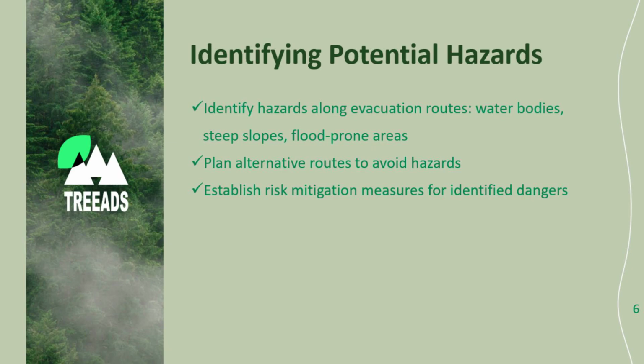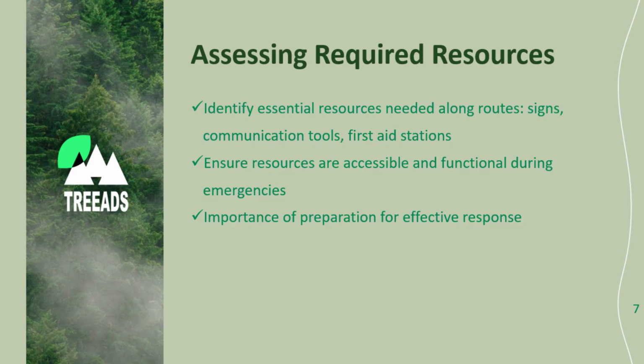Remember to evaluate potential hazards along the evacuation routes, such as bodies of water, steep slopes, landslide-prone areas, or low-lying regions susceptible to flooding. Document these hazards and plan alternative routes to avoid them, or implement measures to mitigate associated risks. It's important to consider the resources necessary along the evacuation routes, including road signage, communication systems, evacuation guides, emergency lighting, and first aid stations. Ensure these resources are accessible and operational during emergencies.